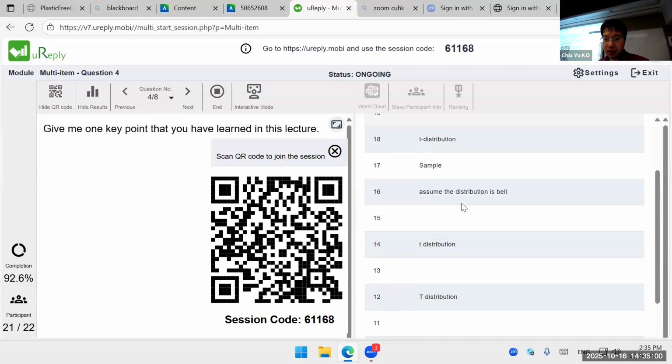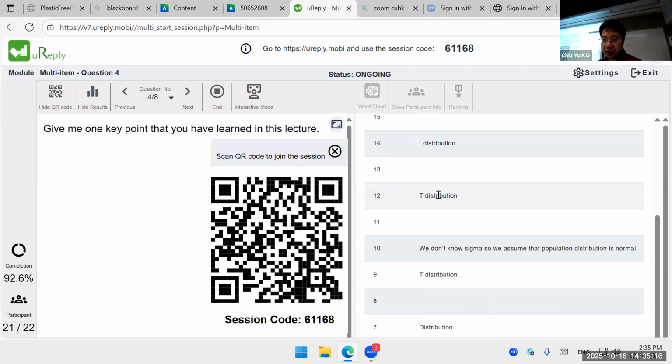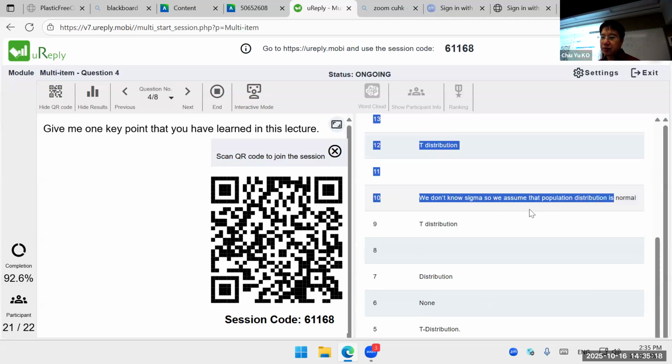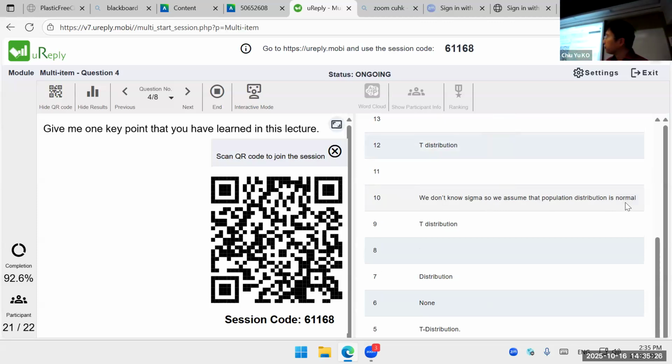Key point: T. Assume it is a bell, then it would be T. That is the main thing, right? Because the problem is we don't know sigma. We don't know the population variance or population SD, so that's why we need this. So we assume the population is the bell curve, and that means I can use the sample variance or sample standard deviation to replace sigma. And then we know this is T. That is the main thing, right?